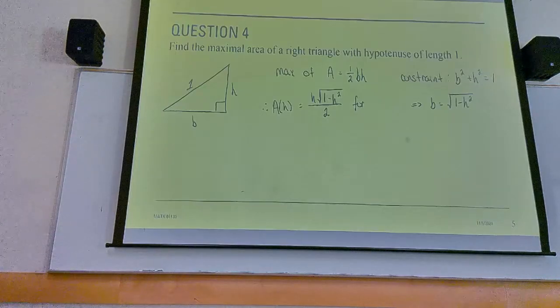0 to 1. 0 to 1, why? Because b squared plus h squared equals 1, so it can't be greater than 1. Why not? Because then that other line would be 0, so it would be a triangle. But if h were 1, then it would be b squared plus 1 equals 1, and that b would be 0, which can't be. Okay, so I agree it can't be 1.